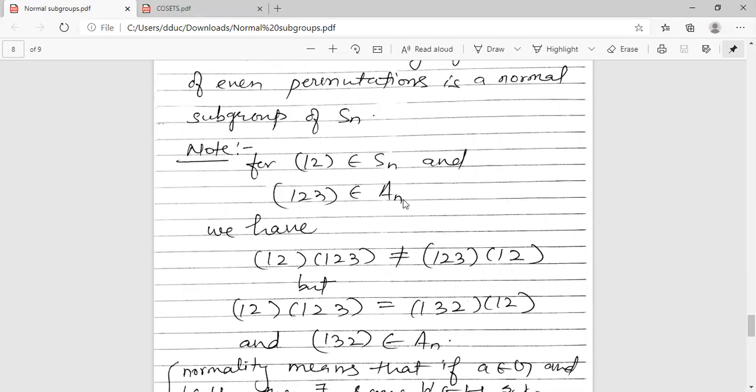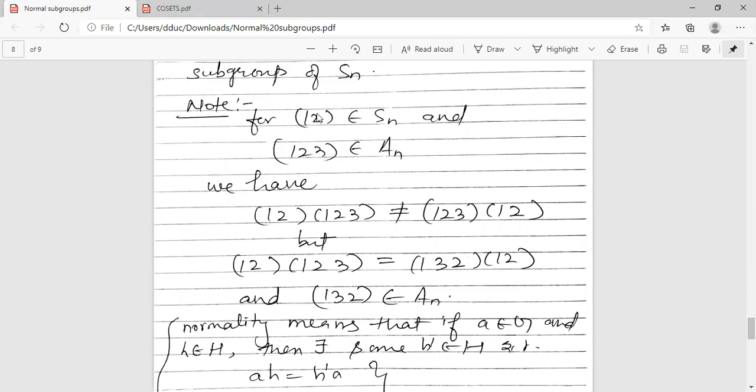So here we have given this note. (1, 2) is a permutation, it belongs to Sn, and this (1, 2, 3) is an even permutation, belonging to An. So here (1, 2) into (1, 2, 3) is not the same as (1, 2, 3) into (1, 2). (1, 2) into (1, 2, 3) is equal to (1, 3, 2), while (1, 2, 3) into (1, 2) is not equal to this. But when you take this as (1, 3, 2), then they are equal. And (1, 3, 2) belongs to An, the even permutations.